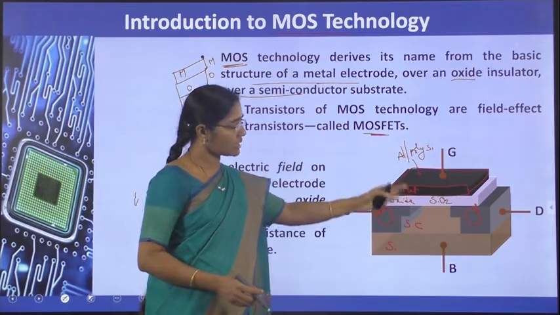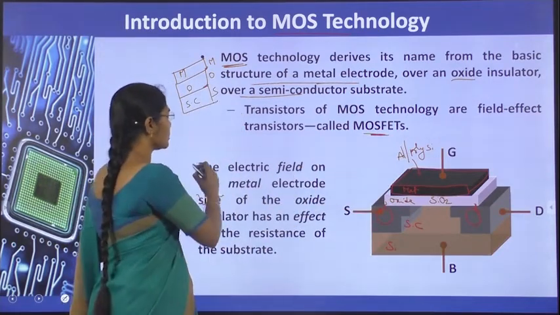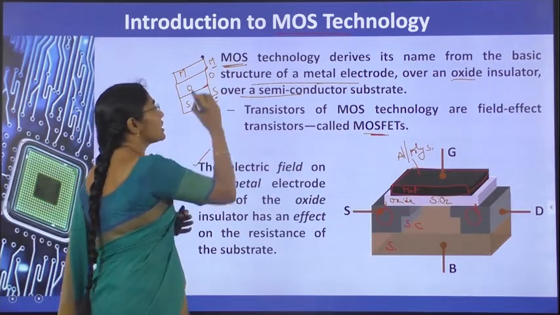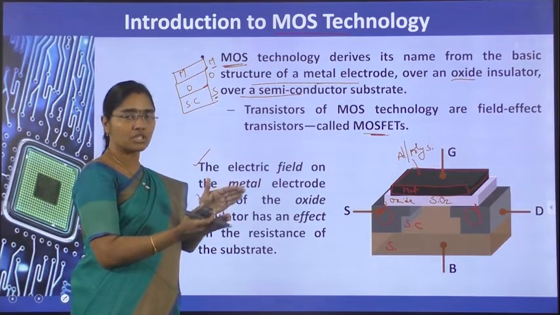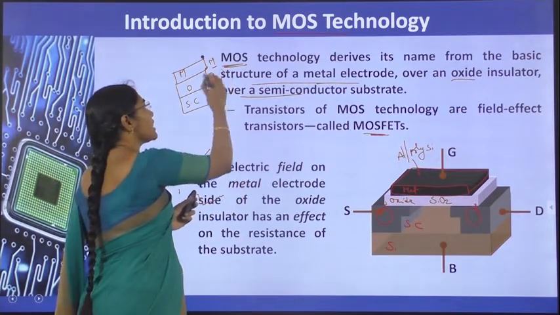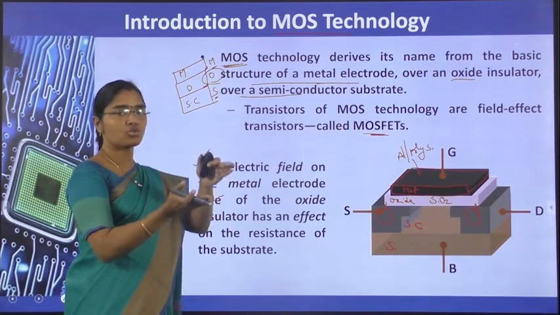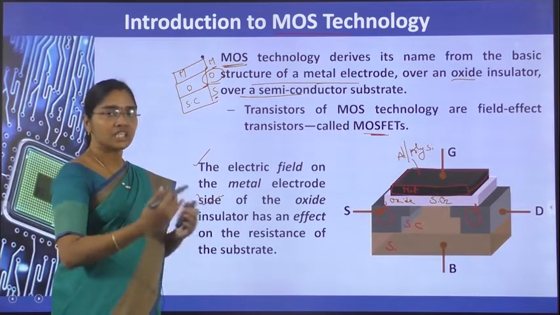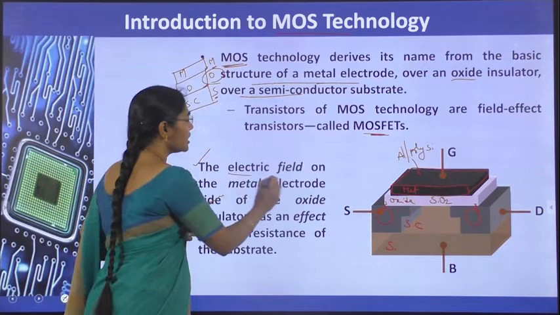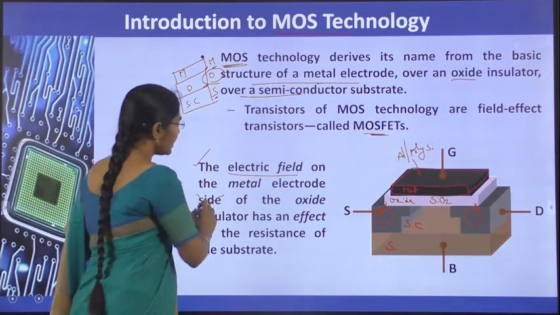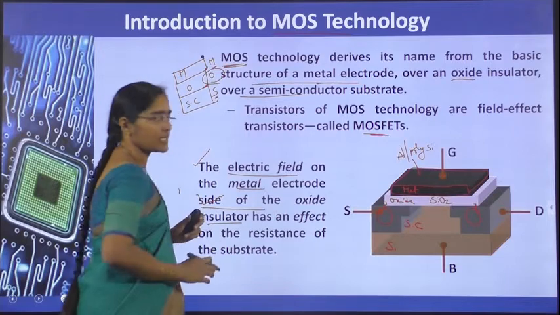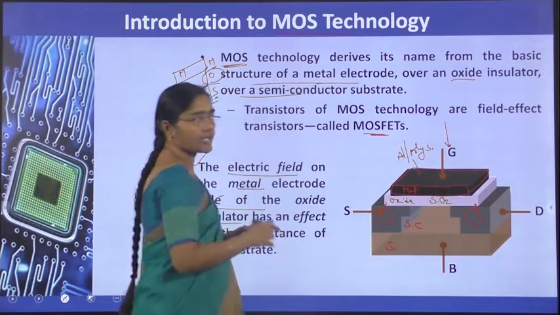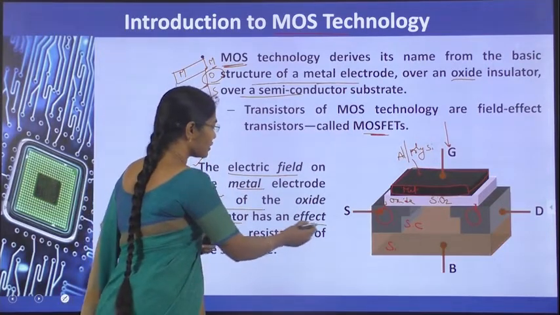Now this works on one principle, which is equal to MOS capacitor action, because the metal layer and the semiconducting layer are both conducting layers. In the middle some dielectric is there, that is, an insulator. So two conducting plates and a dielectric act as a capacitor. That action is the electric field on the metal electrode side of the oxide insulator.